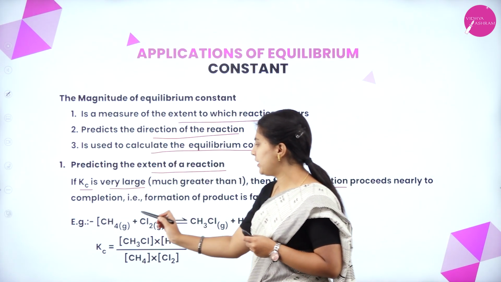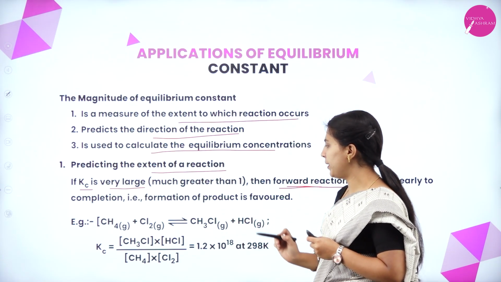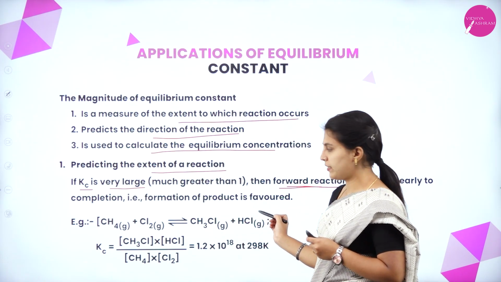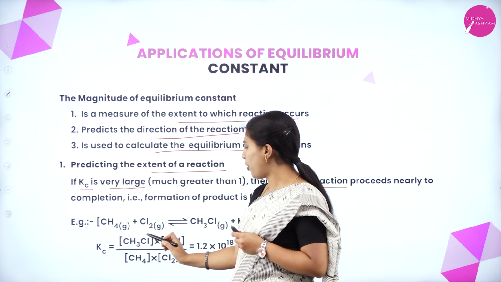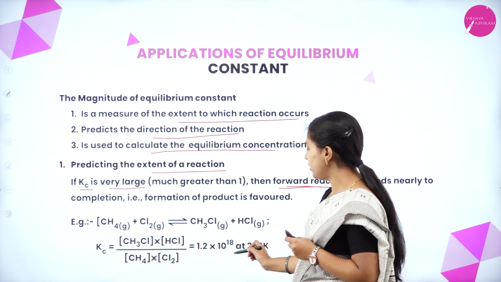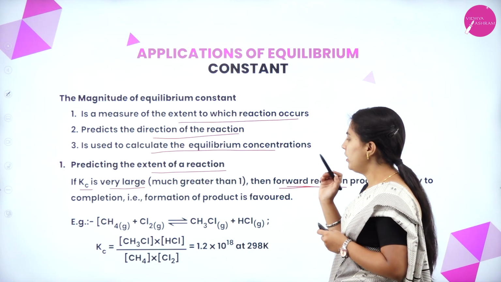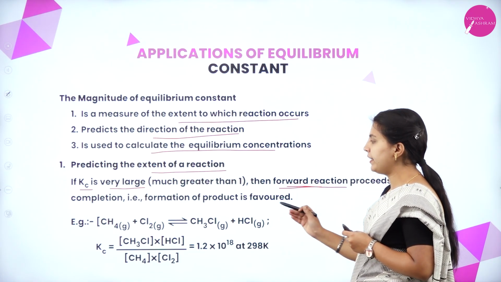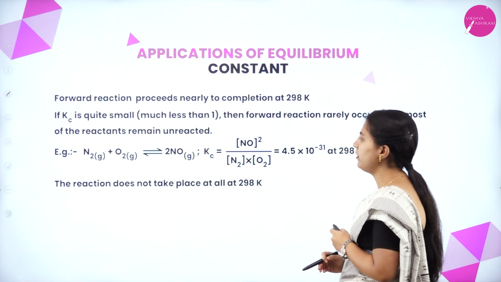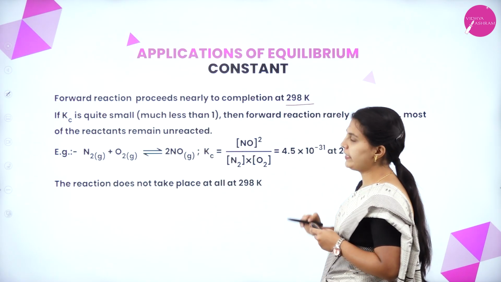See here, methane is treated with chlorine. Methyl chloride will form along with hydrochloric acid. What you have to see is that products by reactants equals 1.2 into 10 to the power of 18 at 298 Kelvin. The product is formed till completion, and it is a forward reaction. The forward reaction proceeds nearly to completion at 298 Kelvin.